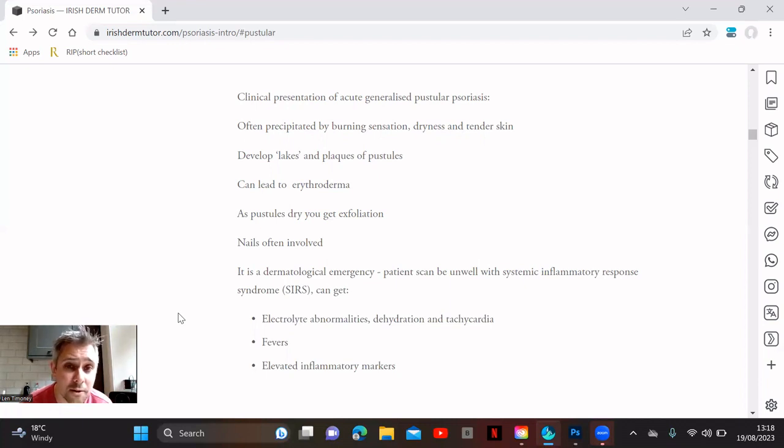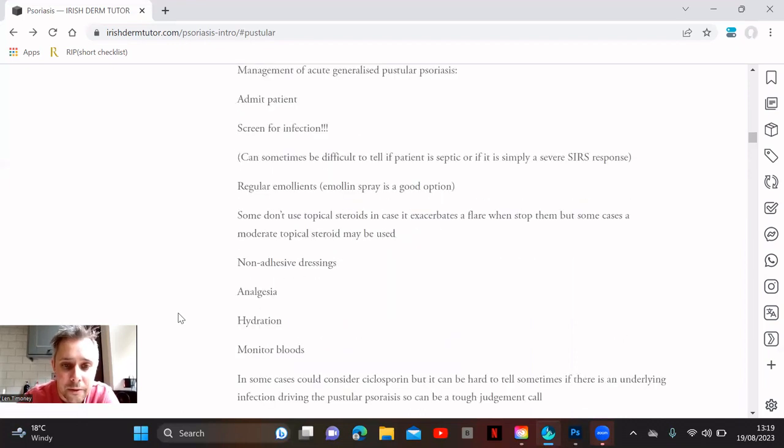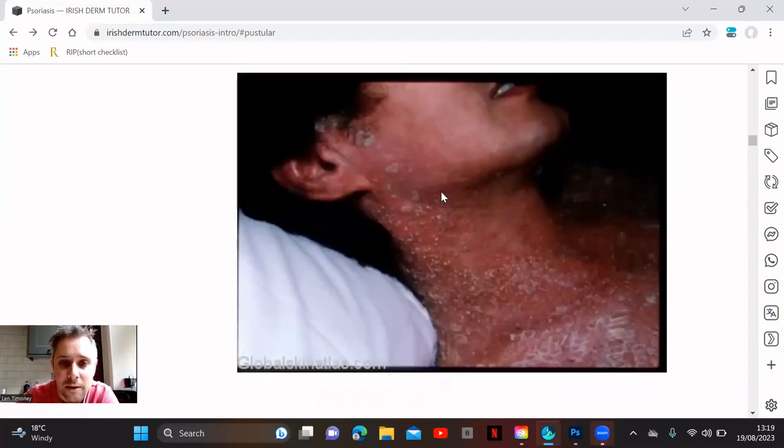In regards to the presentation of acute generalized pustular psoriasis, this is a dermatology emergency. It's often precipitated by a burning sensation in the area, and they may get dry and tender skin. Then all of a sudden, they might develop these lakes and plaques of pustules. You might get some individual pustules in the area, or sometimes these individual pustules coalesce and cause these lakes. The patients might become erythrodermic with pustules studded throughout the body. I do think I have an image down here. So this is a particularly severe form of pustular psoriasis.